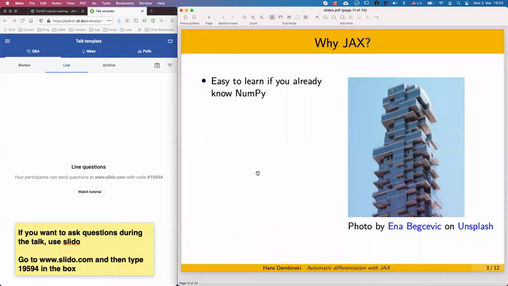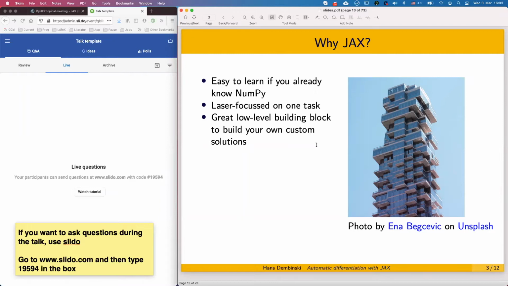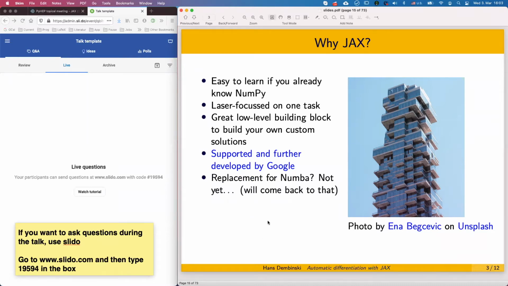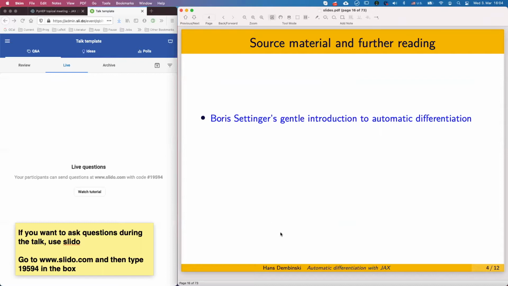So why do I like JAX? It's easy to learn if you already know NumPy. It's really laser focused on this one task. I like libraries like this. I'm author of a few libraries like that myself, because I think there's great power in building complex solutions out of low-level simple building blocks. And it's supported by Google, so you don't have to worry about this being unmaintained tomorrow. Is this going to be a replacement for Numba? No, not yet at least. We'll come back to that.